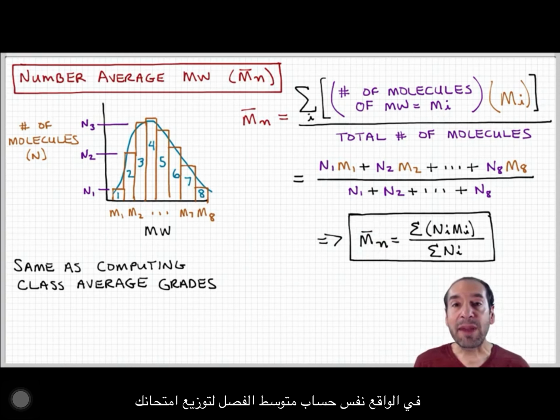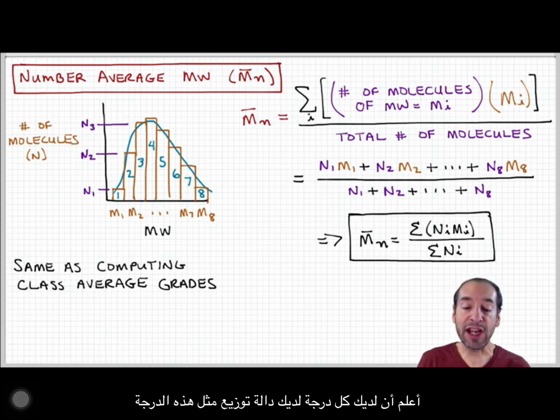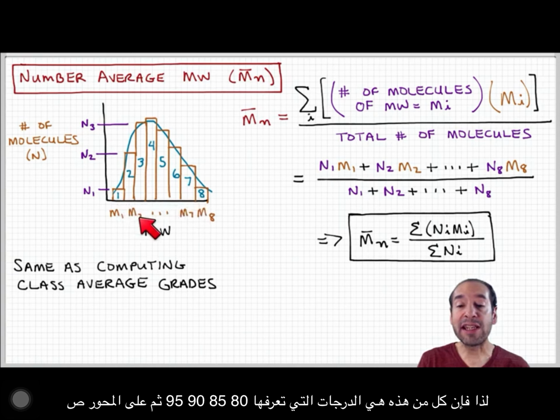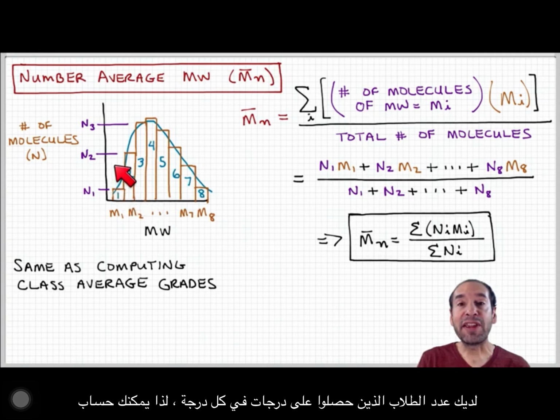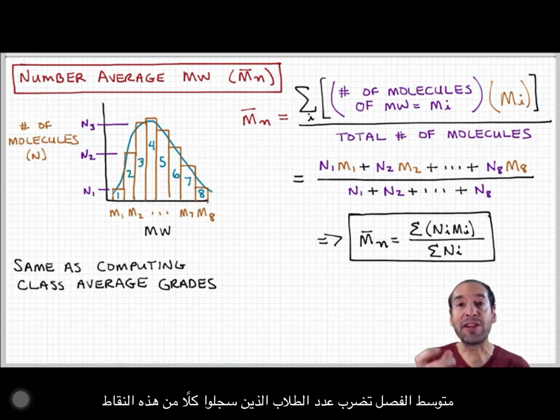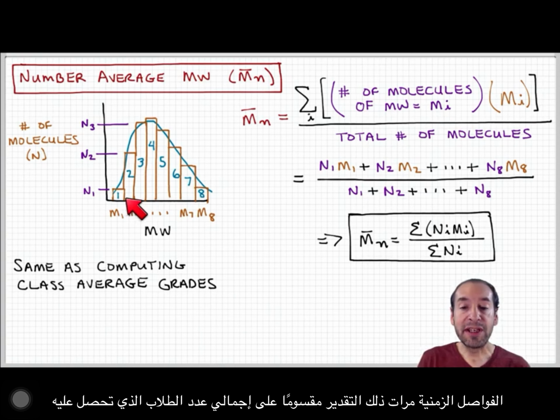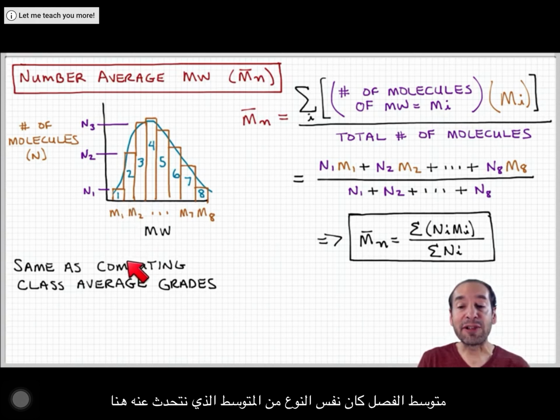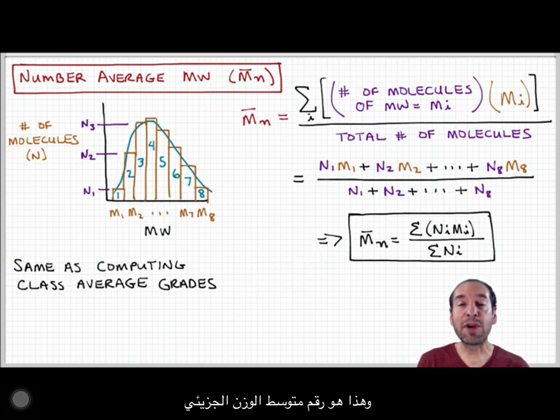So this is actually the same as computing a class average for an exam distribution. You have each grade. You have a distribution function like this of grades. So each of these would be the grades, 80, 85, 90, 95. And then on the y-axis, you have the number of students that score each grade. So then to compute the class average, you multiply the number of students that scored each of these intervals times that grade, divided by the total number of students, and you get the class average. So it's the same kind of average that we're talking about here, and that's the number average molecular weight.